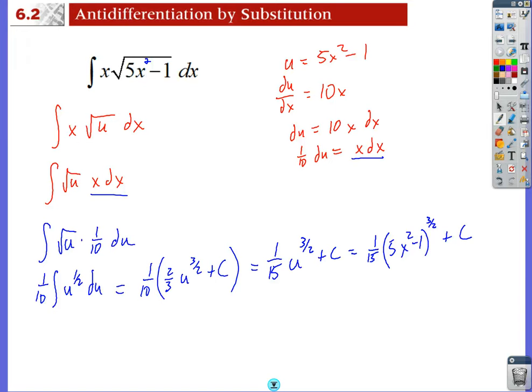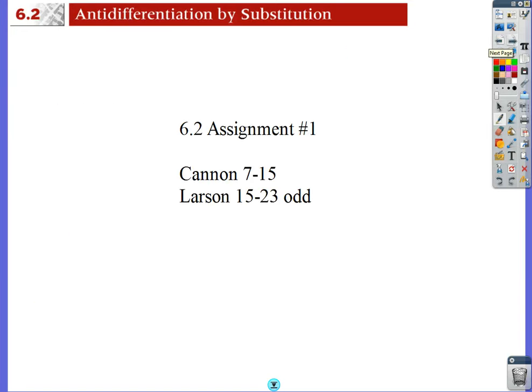Because here's your homework, okay? Again, Canon up at the top. It's actually labeled 6.2 Canon, 6.2 Larson on yours. Those are different books, different handouts that you guys picked up, I guess, when you picked up the stuff.